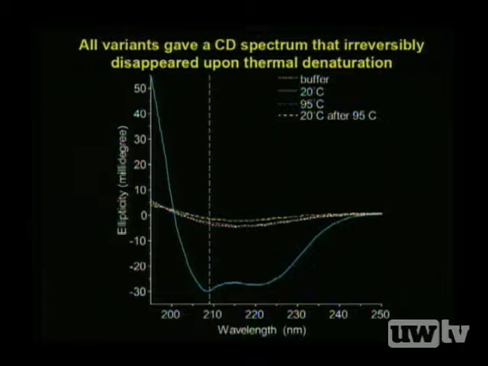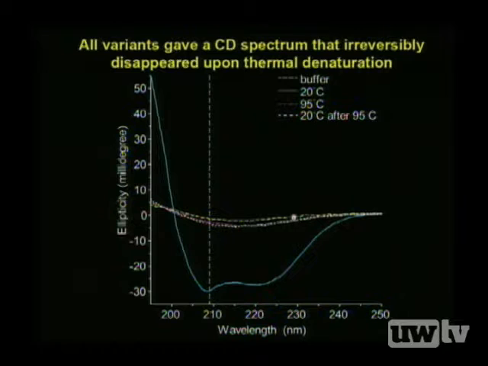So to do that, we use CD, or circular dichroism. As some of you may know, proteins, when they're folded, polarize light. Here you can see when we take our folded protein and keep it at 20 degrees and look at the light polarization by circular dichroism, we get this signal, which is characteristic of a folded protein.